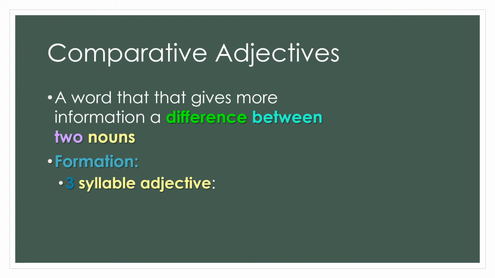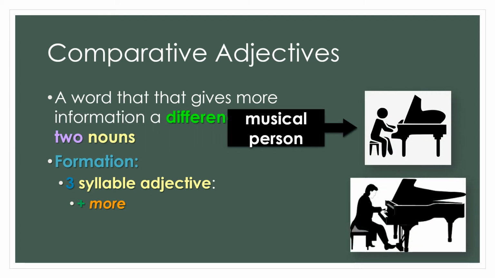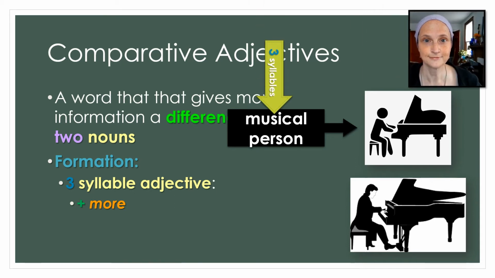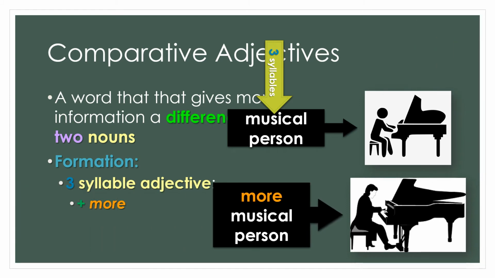If you have a three-syllable adjective, again, you will just use the word more before the adjective. For example, musical person. Musical, three syllables. To make the word musical a comparative adjective, you add the word more. This is a more musical person than the other person.